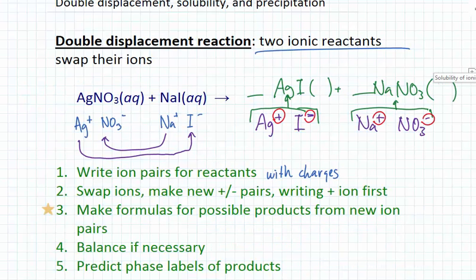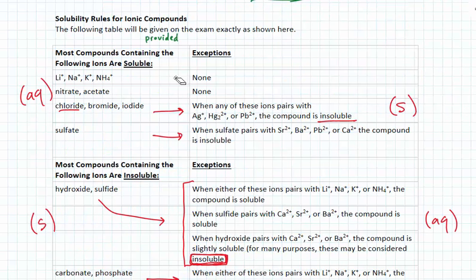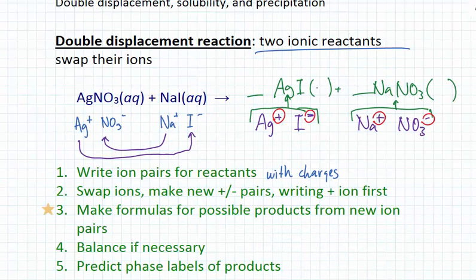We can go back one page and use this in our example, though, to predict the phase labels of these two products. Here's silver iodide, AgI. Let's look at our solubility rules. Here's iodide. Iodides are AQ, but here's silver. Silver makes an exception. Okay, right? When iodide pairs with silver, that is a solid. Sodium, anything sodium is AQ.